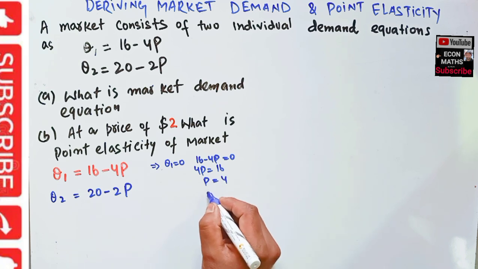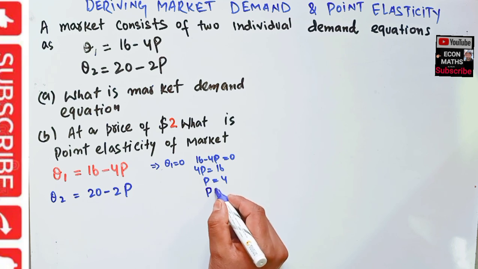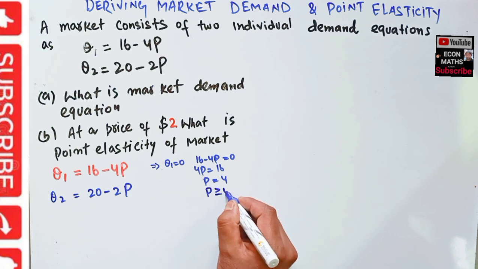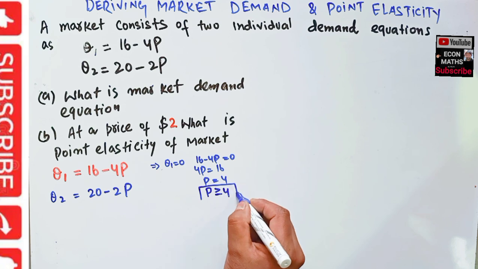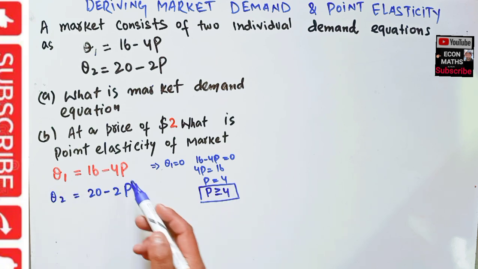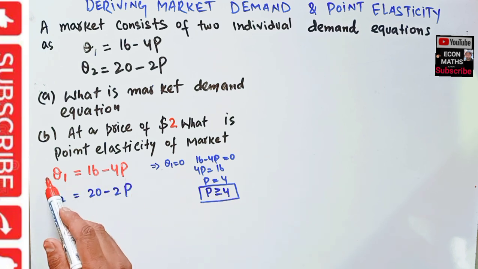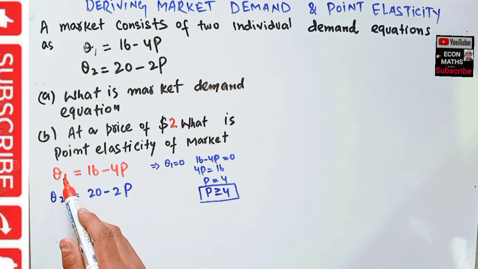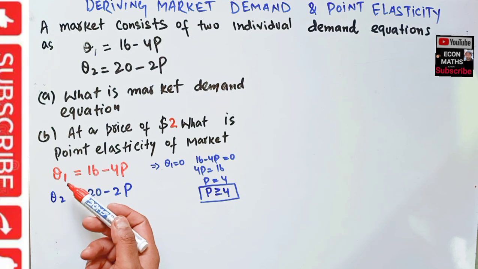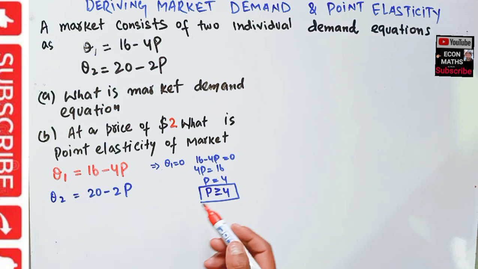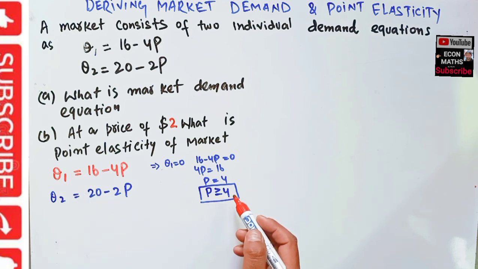Now it implies when price is greater than or equal to 4, and I'm just talking about the first demand curve, individual 1 will demand 0 units of quantity. Okay, let us find out now the market demand function.